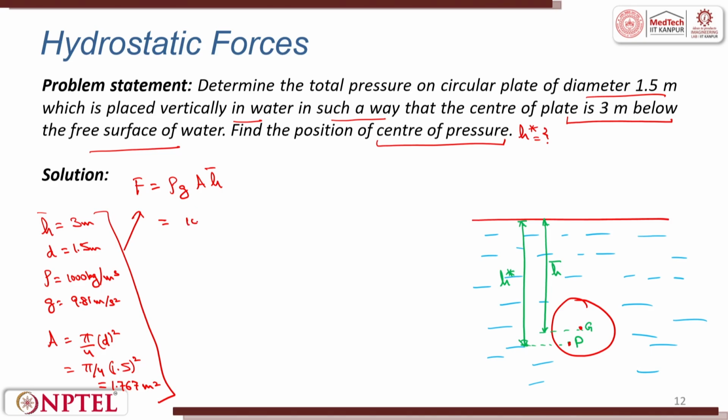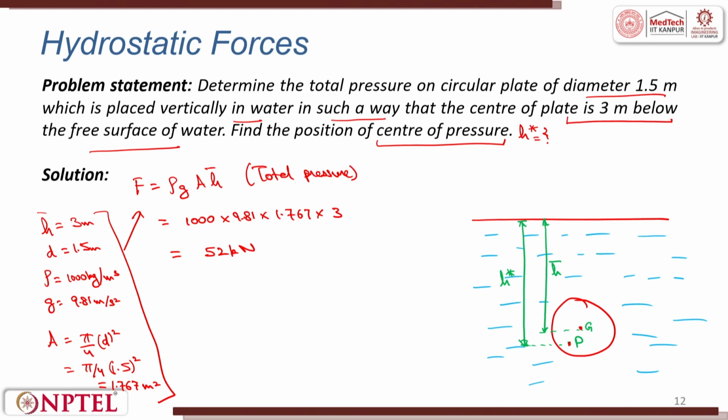Putting all these values here, rho G A into h bar, rho is 1000, G is 9.81, A is 1.767 and h bar is 3 meters. Therefore, I got the value of F, that is the total pressure, as 52 kilonewton. This is total pressure.